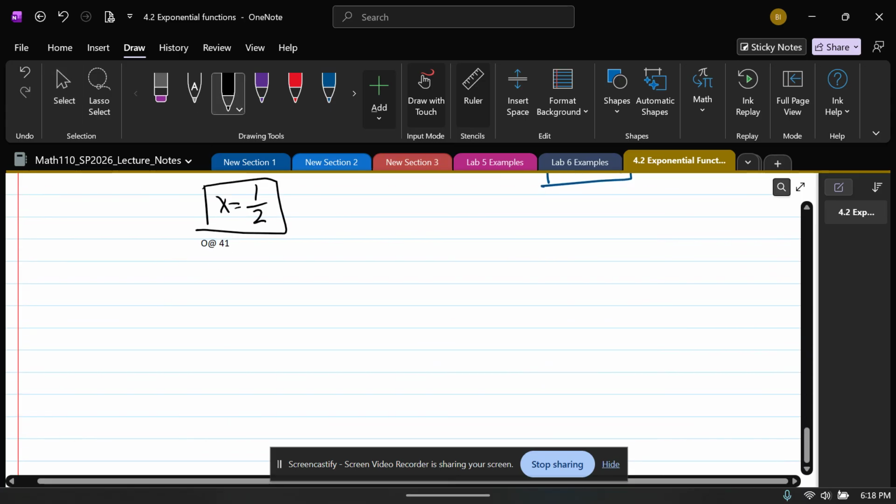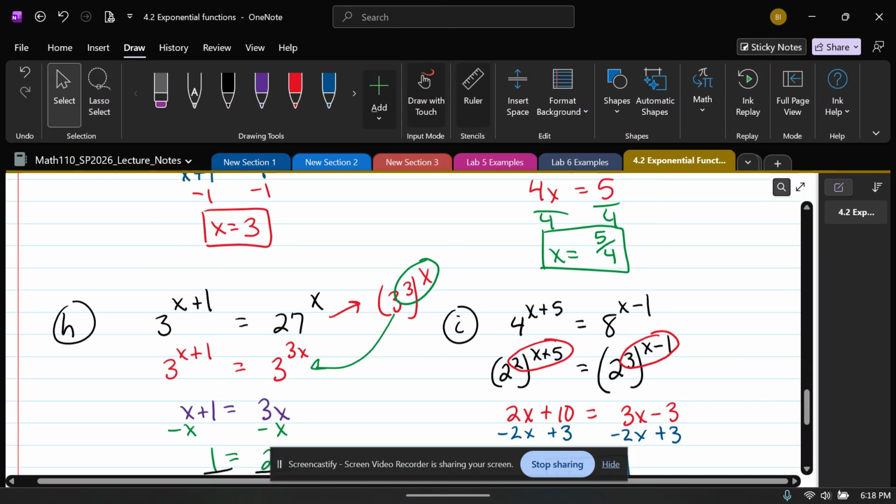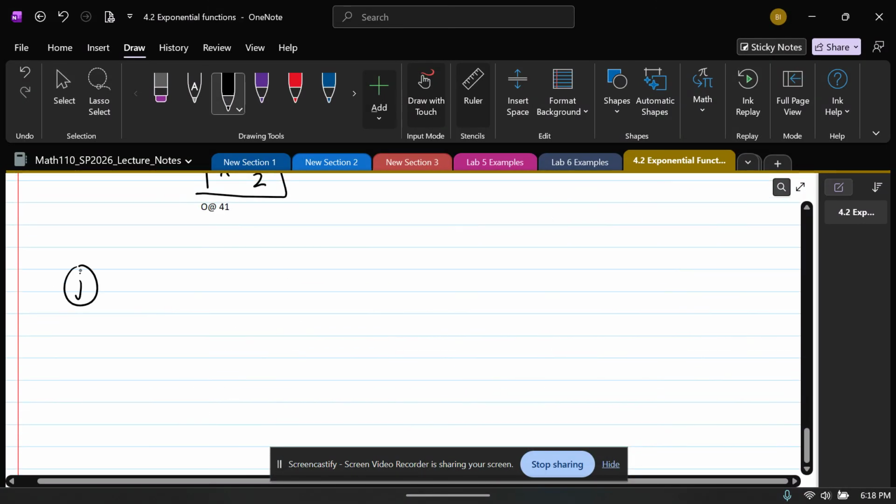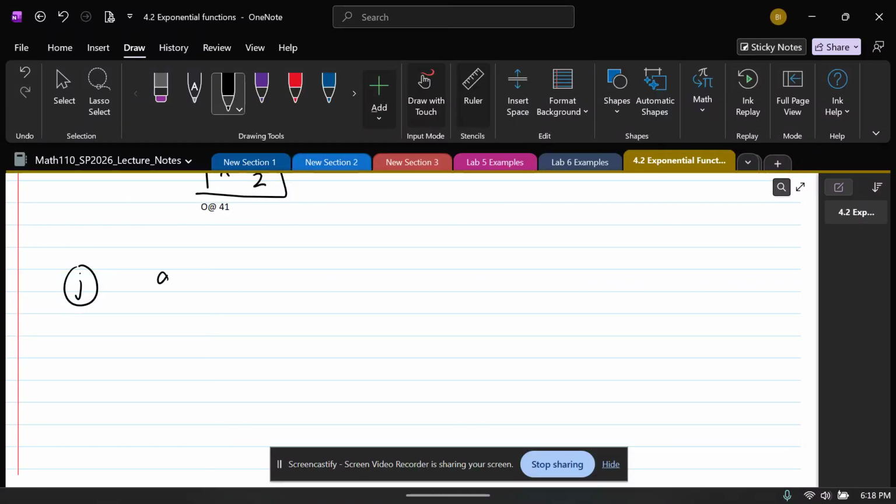All right, let's try this one. I don't know what letter we're on. J. Let's do 9 to the x plus 5 equals 27 to the 2x minus 1.